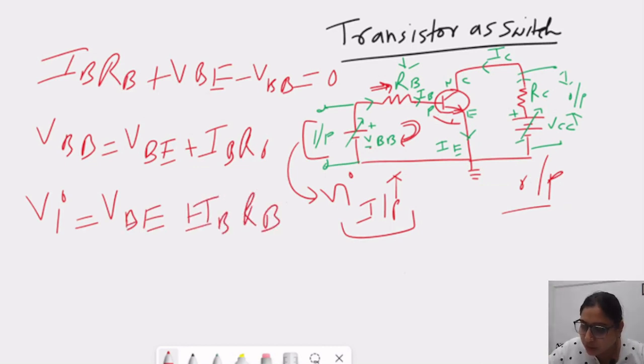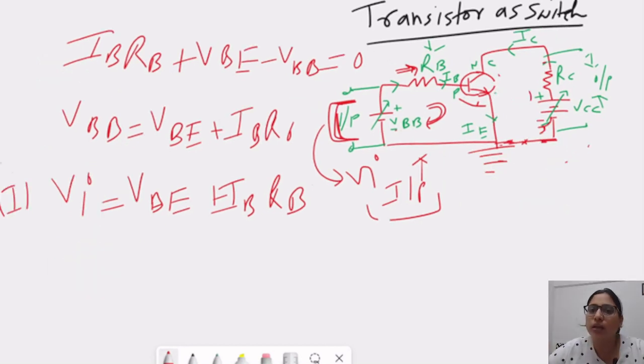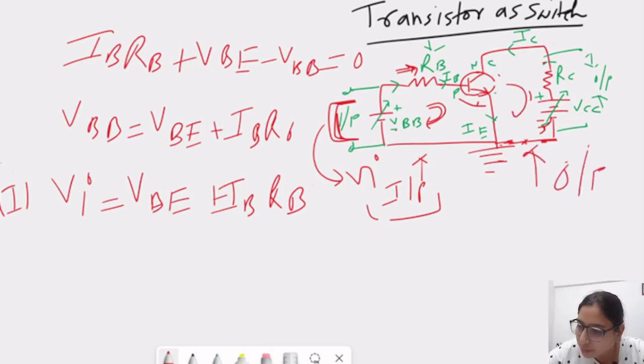Okay, because this VBB is nothing but connected to the input side and input voltage, we are simply considering it as VI. So this is our equation 1. Now we will apply KVL in the output loop. So this is our output loop, and we are applying the KVL. The current is flowing in this direction.